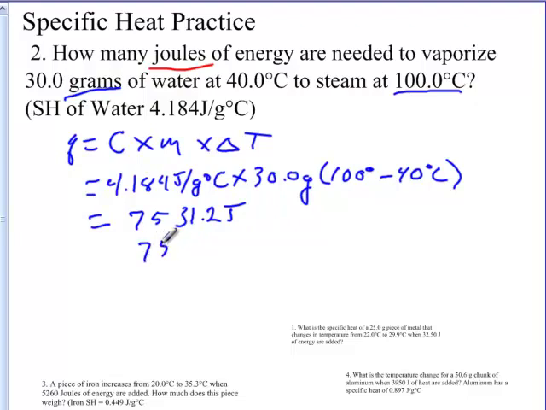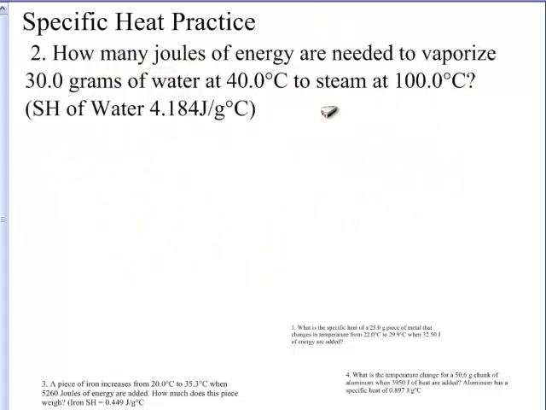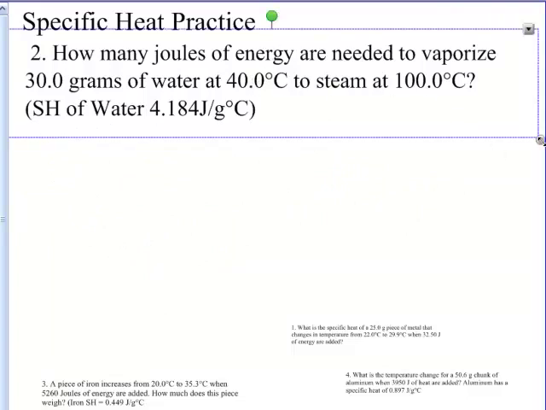So let's go 7,530 joules. All right. Now, that number might seem like a big number, but we're talking about energy, and it's pretty typical to see that value in the thousands. Okay. So hopefully you got that one. Now, if you did, great. If you didn't, we're going to try another one. You'll get another chance. So let's do the third problem here.